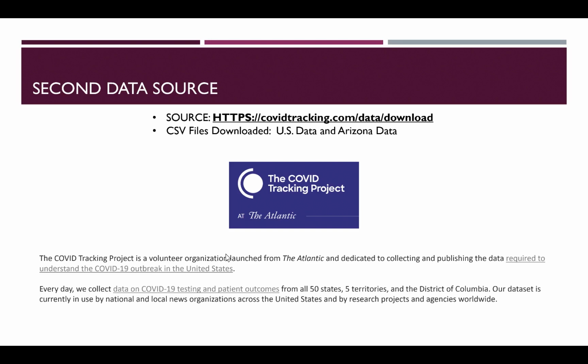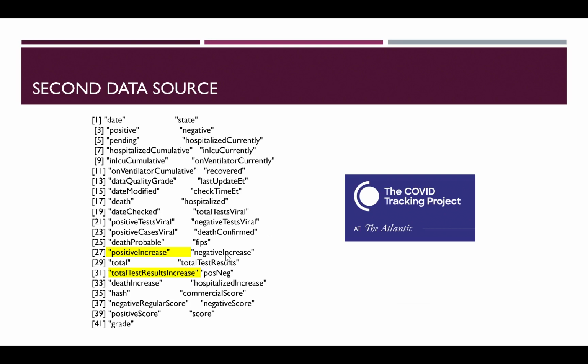One of the things that we had a chance to do was look at an alternative source of data. That is the data maintained by the COVID Tracking Project, which is a volunteer organization launched from the Atlantic. This is a look at the attributes or column names that are in the tables. As you can see, we have 41 attributes. It's a lot of attributes to look at and a lot that could be considered.